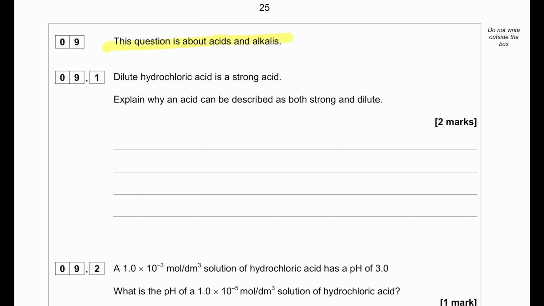This question is about acids and alkalis. Dilute hydrochloric acid is a strong acid. Explain why an acid can be described as both strong and dilute. The reason we can call an acid strong is because it's the nature of the acid, meaning it gets completely ionized. But what dilute means is that even though the acid gets completely ionized, the quantity of acid in a large amount of water makes that particular solution dilute. So the acid is strong because it completely ionizes. However, since there is a little quantity of acid within a large volume of water, it is a dilute solution. So the answer can be written as follows.